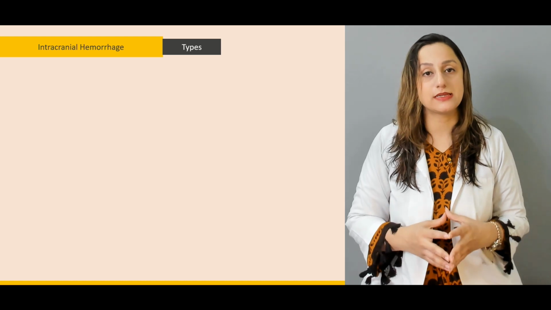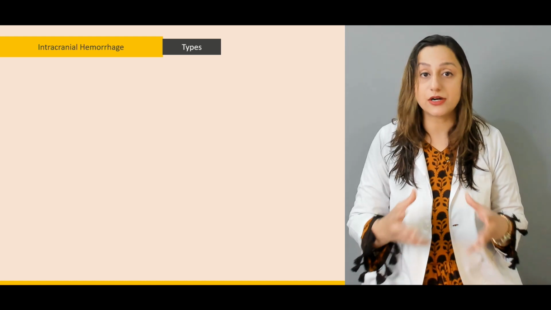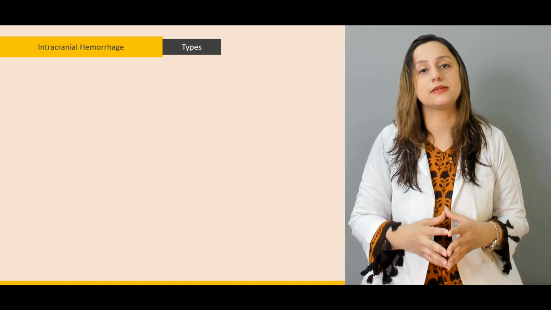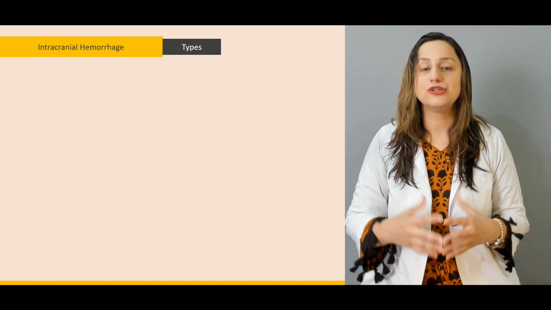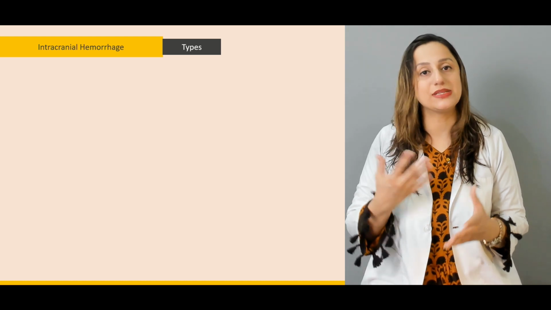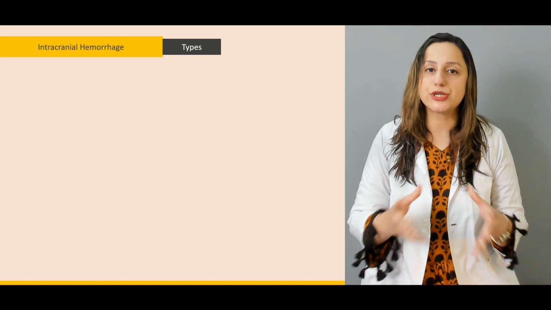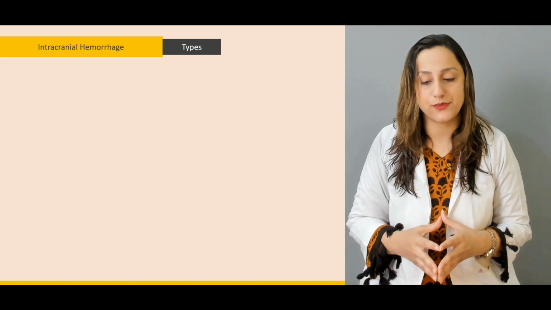Brain tumors, for instance, lung carcinomas, renal cell carcinomas, and thyroid carcinomas usually metastasize to the brain, and they can even present with numerous intracranial hemorrhages.